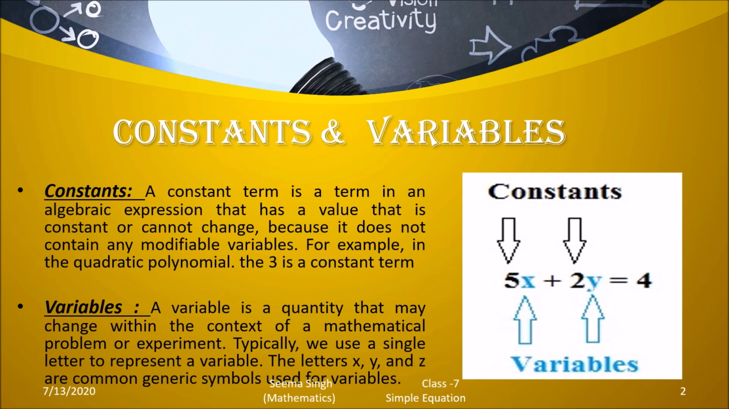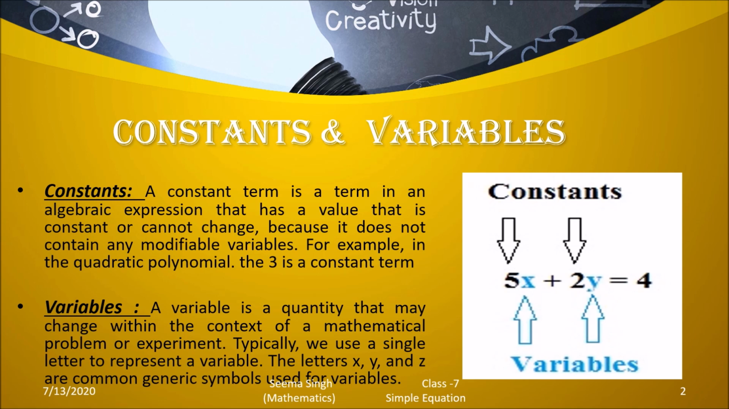What is a constant? Constant term is a term in an algebraic expression that has a value that is constant and cannot be changed or cannot be modified because it does not contain any changeable variable. Constant term is always constant, it will remain the same, it does not have any impact of any changeable variable, so its value always remains the same and hence they are called constant and majorly they are always in digits.